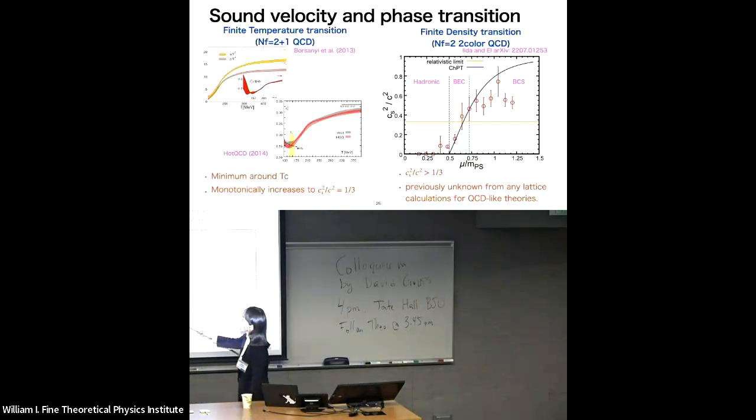As I explained, so far we know the finite temperature phase transition, and in the case of finite temperature QCD, sound velocity has a minimum around Tc and monotonically increases in the high temperature region. So the value of sound velocity is always lower than 1/3. However, at least in 2-flavor QCD at finite density, sound velocity can be larger than 1/3. And it was previously unknown from any lattice calculation for a QCD-like theory.